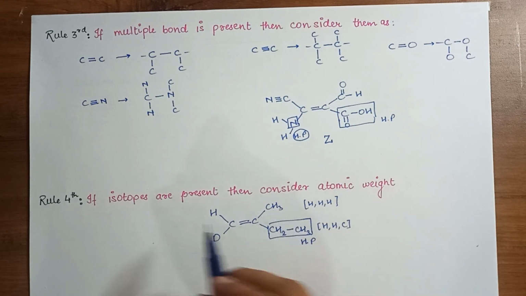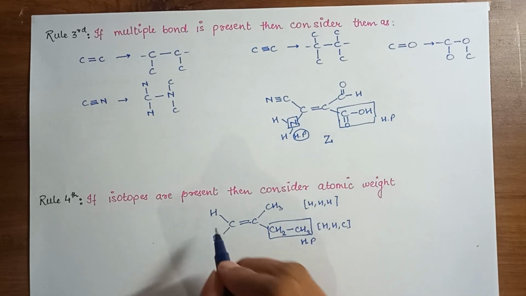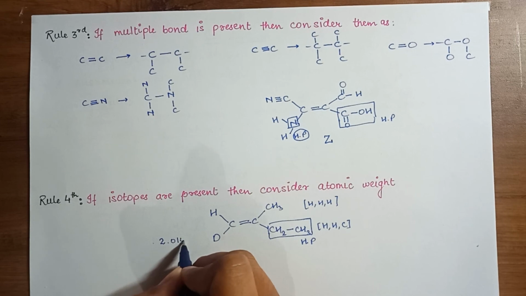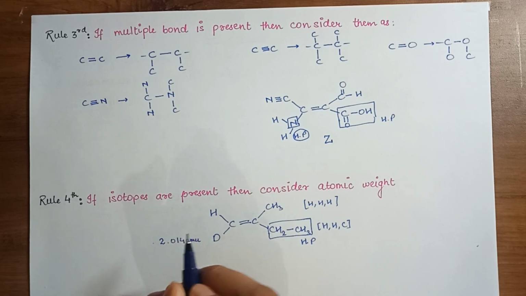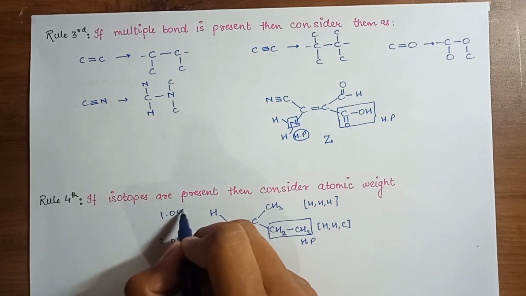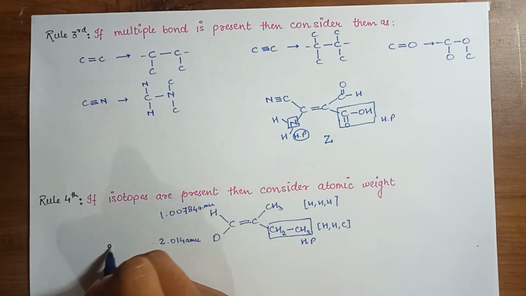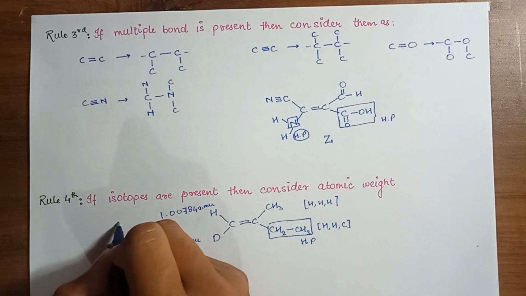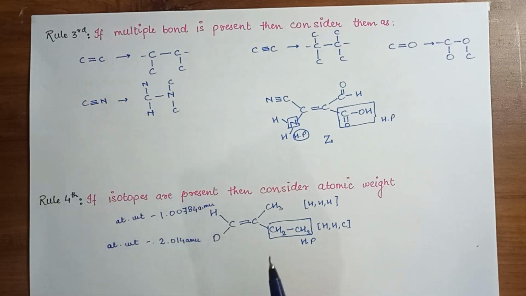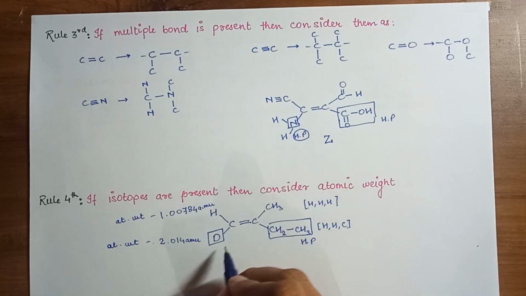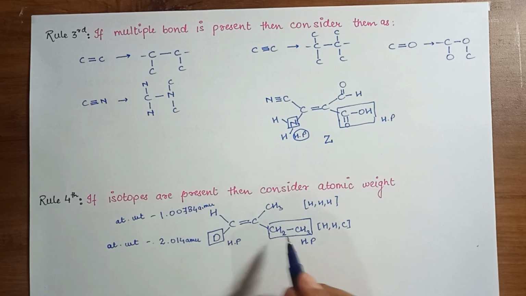as compared to this. Now hydrogen and deuterium, these two are my isotopes. So consider the atomic weight. Atomic weight of deuterium is 2.014 AMU, whereas atomic weight of hydrogen is 1.00784 AMU. Let me write here, atomic weight. So deuterium atomic weight is more as compared to hydrogen, so it is my high priority group. Two high priority groups on the same side, so it will be my Z.